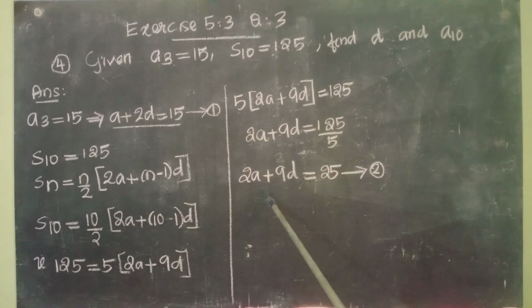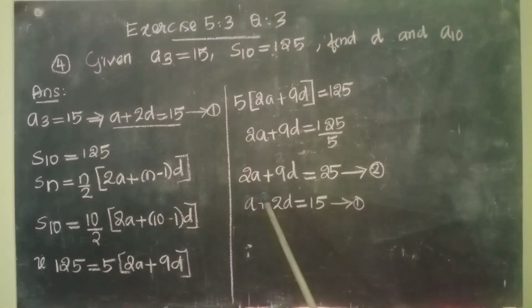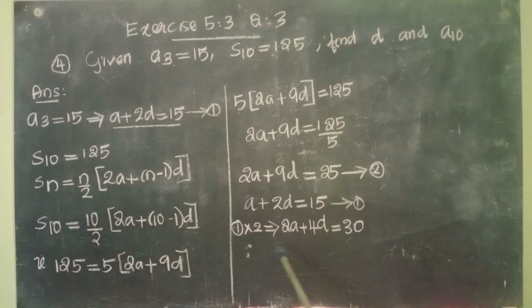We can write equation number 1 also here, and we can make the coefficients equal to apply the elimination method. Equation 1 is a plus 2d equal to 15. So here it is 2a, here it is a. To make here also 2a, we have to multiply equation number 1 with 2. So we get 2a plus 4d equal to 30.